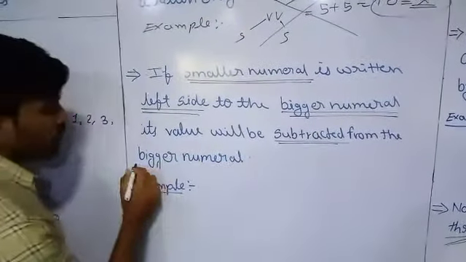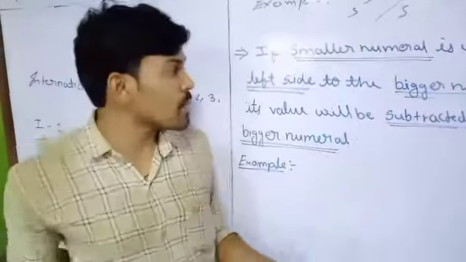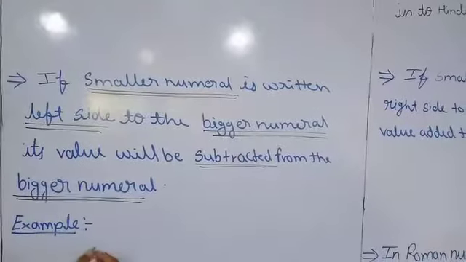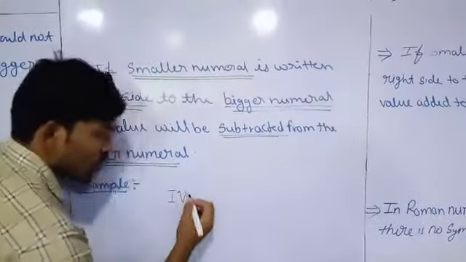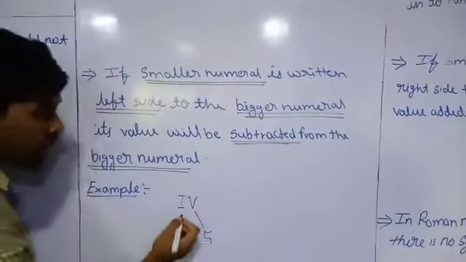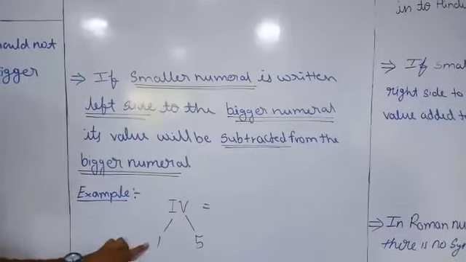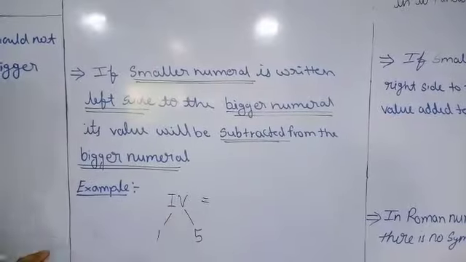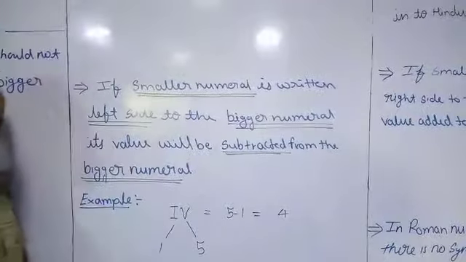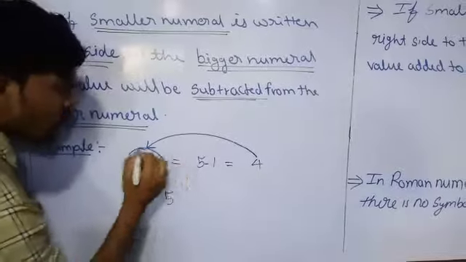From the bigger numerals. Means if we have the smaller numeral to the left side of the bigger numeral, we are going to do the subtraction. For example, we take I, V. We know 5 stands for V and I is for 1. As per our rules, the smaller number is to the left of the bigger numeral, so we are going to do the subtraction. 5 minus 1 is 4. So what is the symbol for 4? The symbol for 4 should be IV.